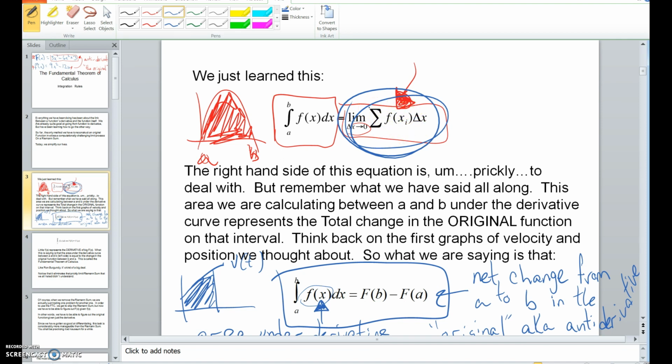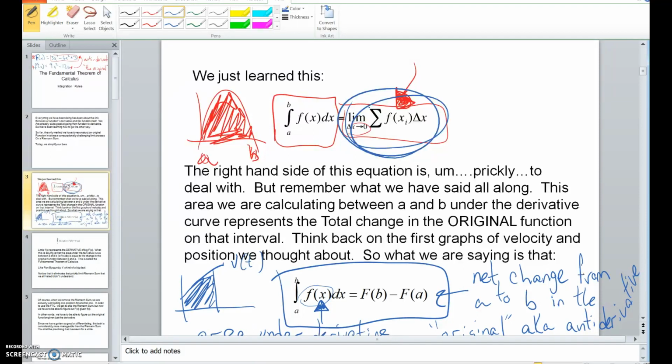So we are now shifting the problem. Instead of trying to figure out how do I evaluate some big sum, the challenge of these problems is going to be, can I figure out what is the antiderivative of the function you've given me? And to put it more casually, what function is this the derivative of?